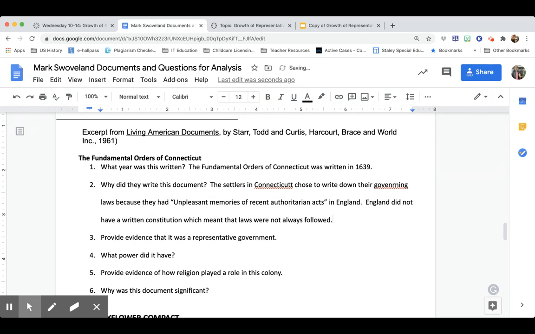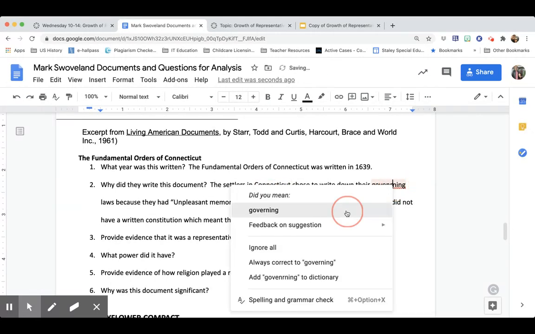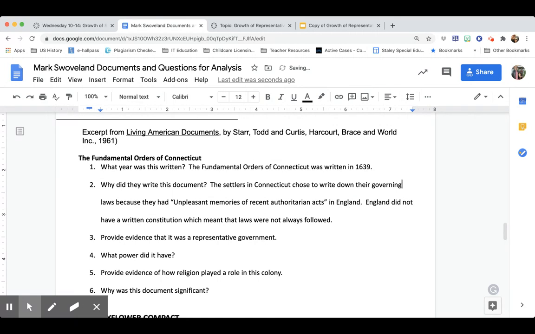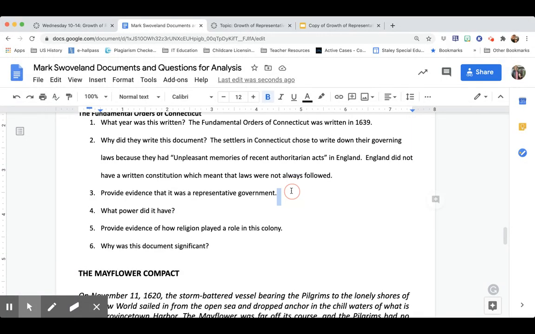All right, so why did they write this document? What I said: the settlers in Connecticut chose to write down their governing laws because they had, quote, "unpleasant memories of recent authoritarian acts" in England, and England did not have a written constitution, which meant that laws were not always followed. Okay, so you can go ahead and write that one down.